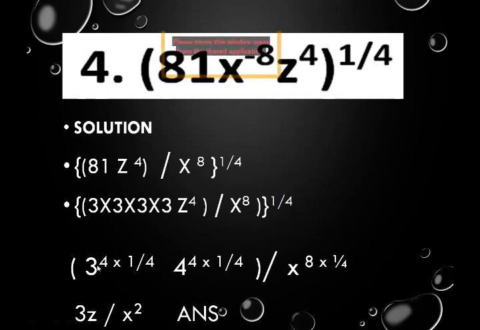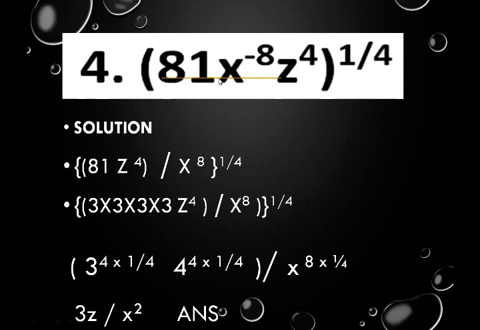81 can be broken into its factors as how many times 3? Good, you will obtain 3 to the power 4. And z to the power 4, obviously the variable is there, upon x to the power 8. Both variables are unlike, so there is no simplification between them, and the whole power is 1 over 4. It means 1 over 4 will be the exponent of all the expressions inside the brackets. So 3 to the power 4 can be written as 3 to the power 4 multiplied by 1 over 4. This 1 over 4 we have taken from the overall exponent which is given in the question.